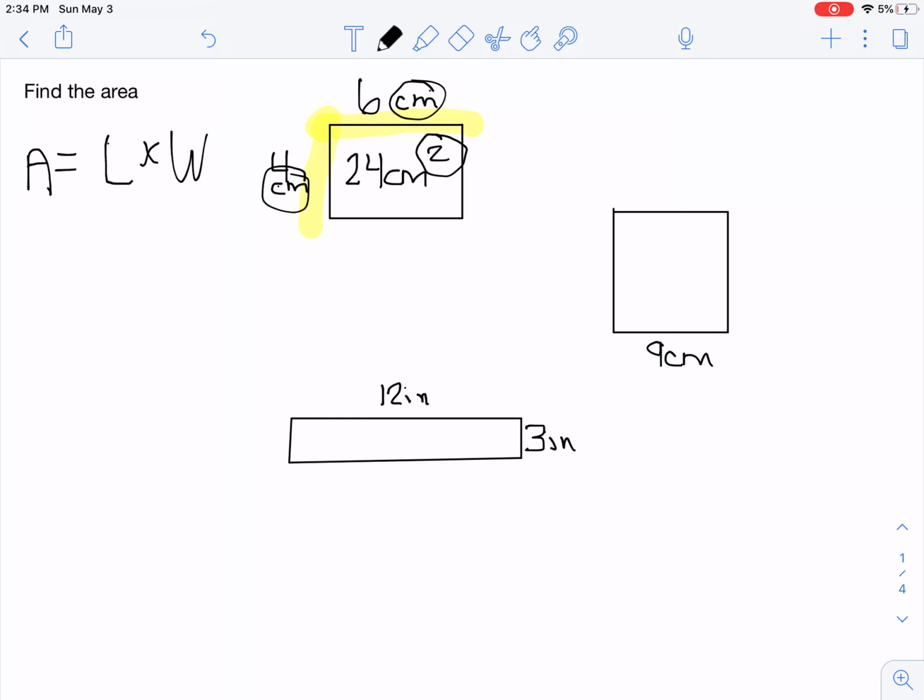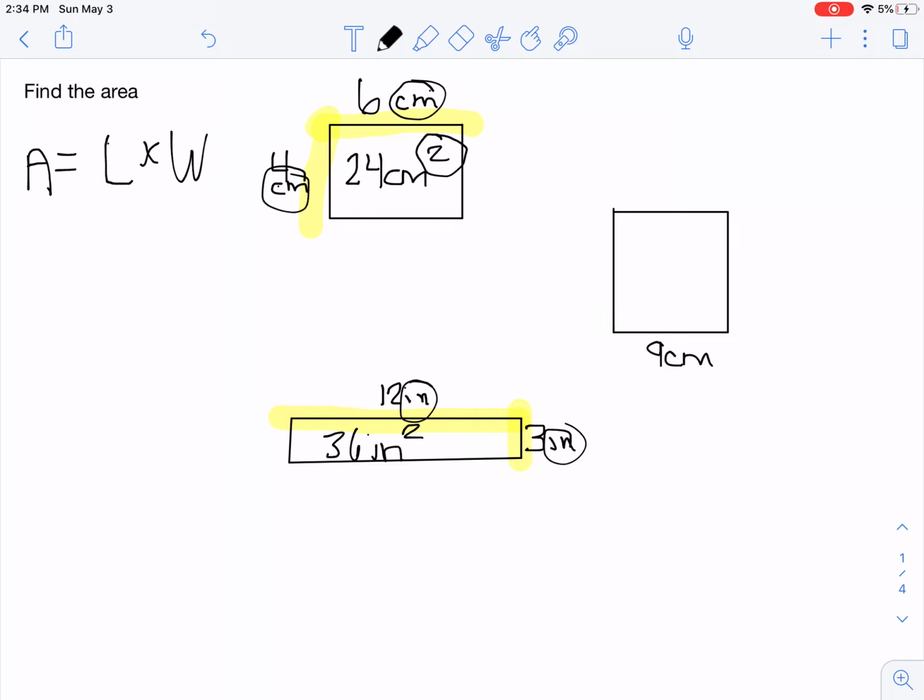Okay, let's do the one on the bottom down here. We have 12 for our length, 3 for our width. Length times width, 12 times 3 is 36, and we can't leave it at 36. We have 36 inches, 2 times, so squared, 36 inches squared.